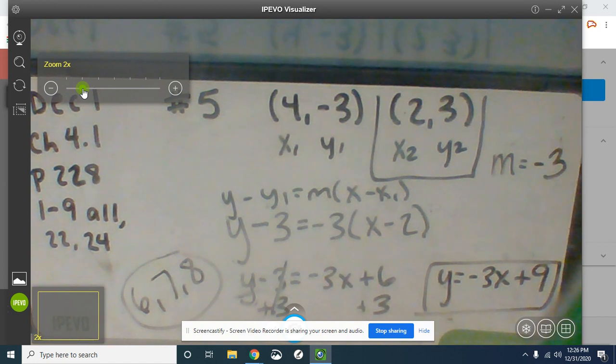But if not, we can check it at the very beginning of Saturday. And then we'll finish this assignment together by doing 9, 22, and 24, because those are the word problems. They're a little trickier, and it's a little bit easier sometimes with 2 people talking through it together.